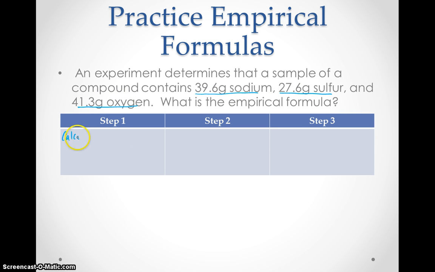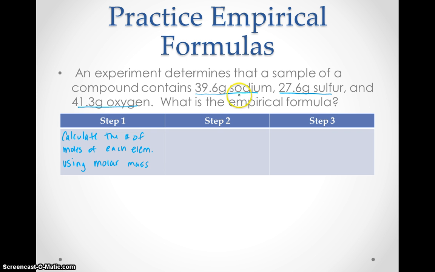So we're going to calculate the number of moles of each element using molar mass. And you may have guessed that, yes, I'm doing this step in blue. So what does this step look like?